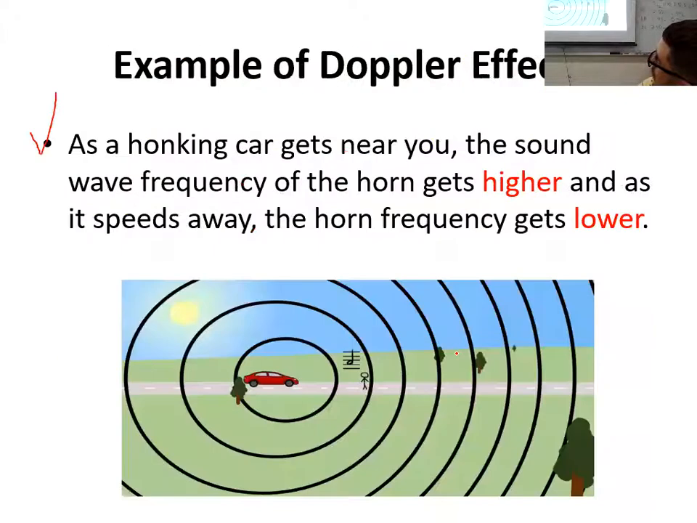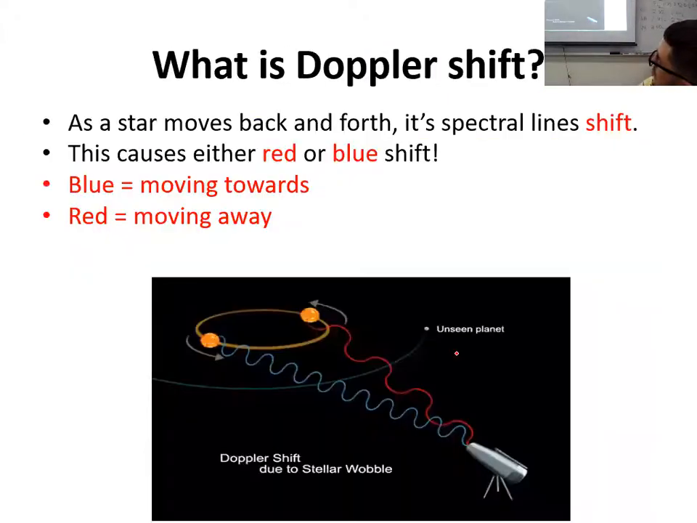Okay. So with that, again, Doppler shift has to do with light as well, right? So for light's case, for the stars, when the stars are looking blue, they're moving towards us. When they're red, they're moving away from us. And as it moves back and forth, we see the spectral lines, the color spectrum change. Okay. And this is either red or blue shift, okay?